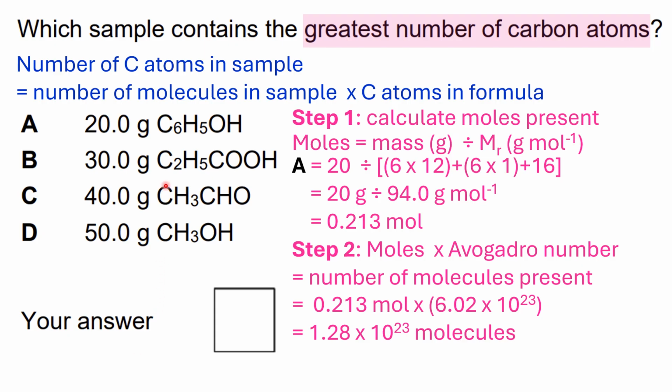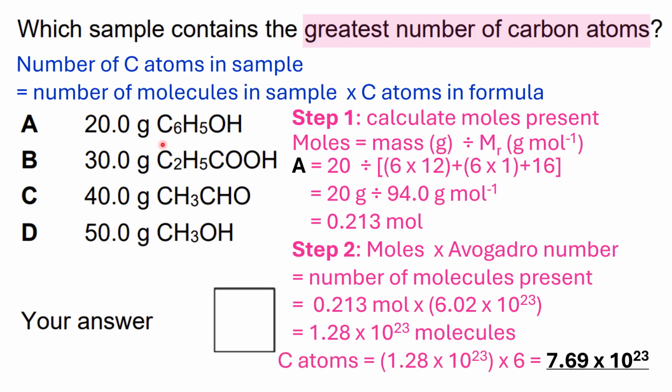What I now need to look at is how many carbon atoms do I have in total. So I have 6 carbon atoms. So I take that 1.28 times 10 to the 23 molecules and I multiply it up 6 times, because for every molecule I've got 6 carbon atoms. So that gives me 7.69 times 10 to the 23.